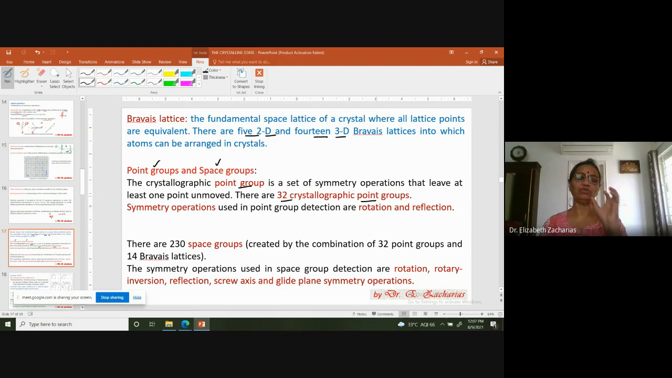Now there are 230 space groups possible. How do you know that a particular space group is possible for a given Bravais lattice? What are the operations that will help you identify it? They will be rotation, roto-inversion, reflection, screw axis, and glide axis symmetry operations. If they are able to show you these, they will help you identify which of the space groups is associated with the given Bravais lattice.